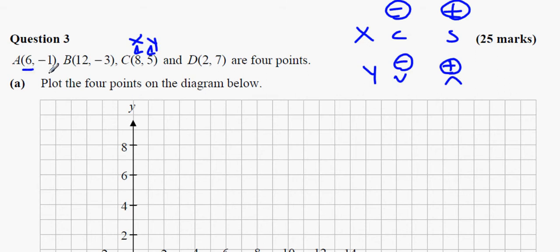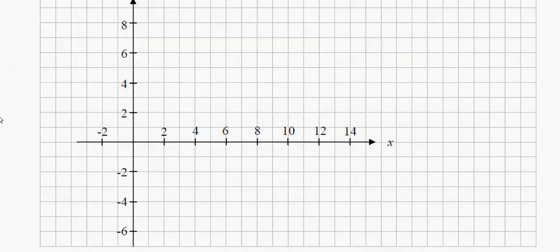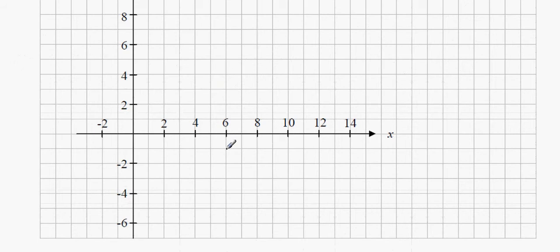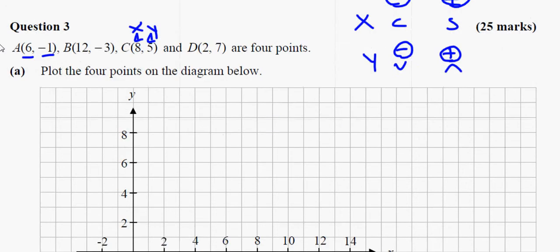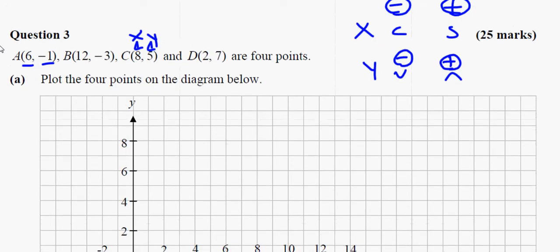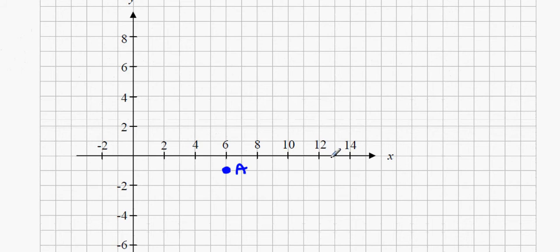6 to the right and 1 down, and we've got letter A. Now let's go for letter B. 12 to the right and 3 down. So 12 to the right and 3 down, we got letter B.